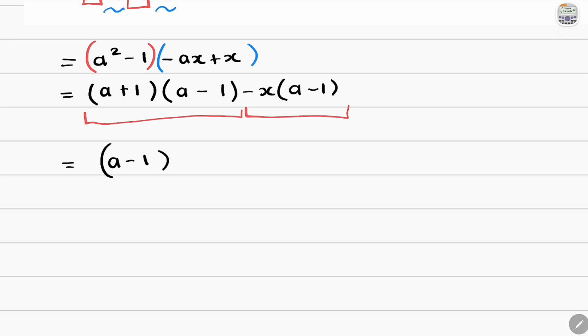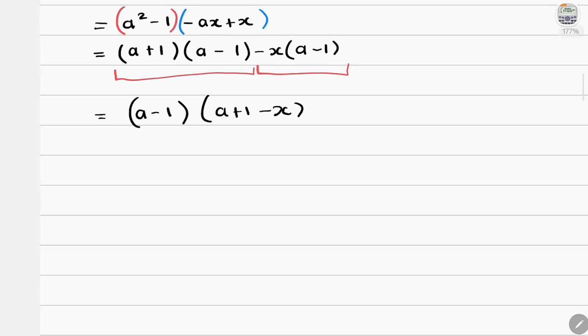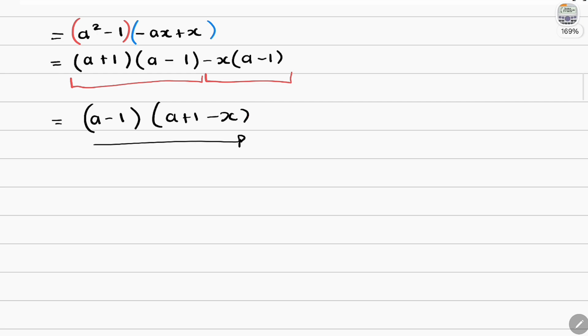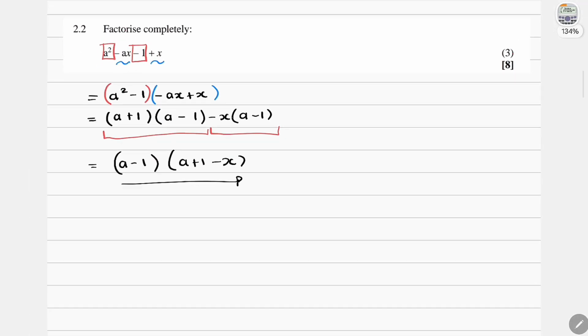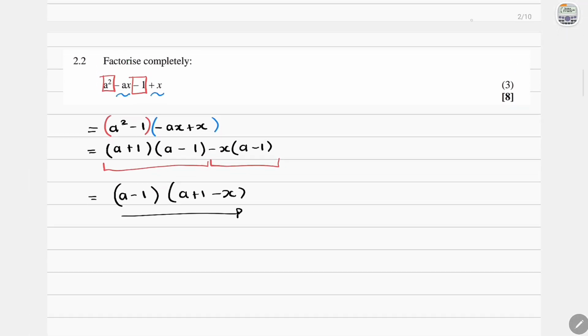So if we take that out as a common factor, then what are we left with in the first term? In the first term, if this comes out, you're left with the a plus 1. So that's a plus 1. And then what do we have left here? We have, if you take that as a common factor, you're left with the minus x. Okay, and there we go. This is our answer, and it has been fully factorized. And that is it for question 2.